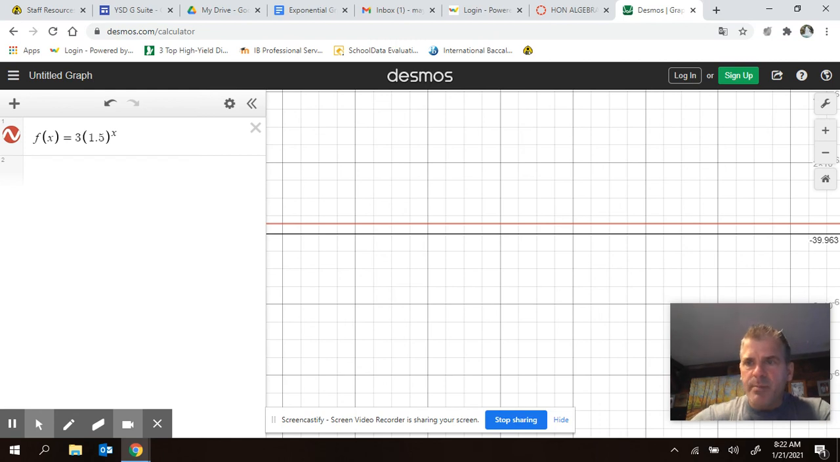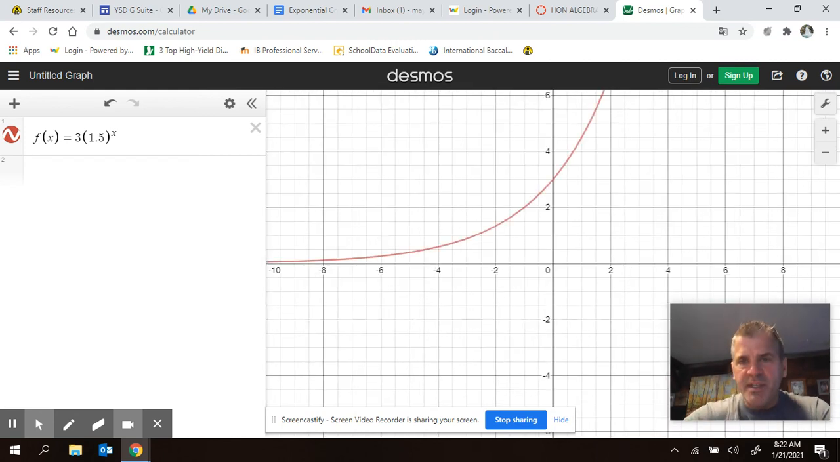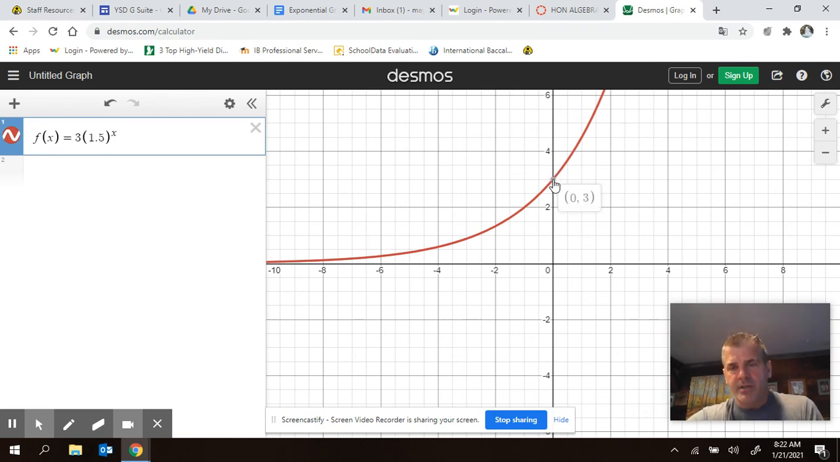Okay, and if we set this back to home, we see that we also have this y-intercept. If we hover over the top of that, we see that the y-intercept is exactly 3 there, which is the initial amount in our function. Hey, good stuff here. We'll talk about exponential decay in the next one. We'll go quickly over that one and move along in this study.